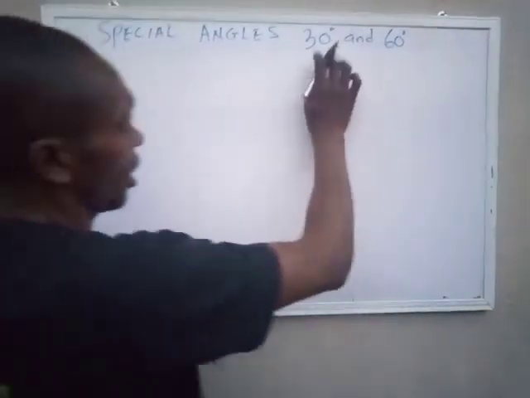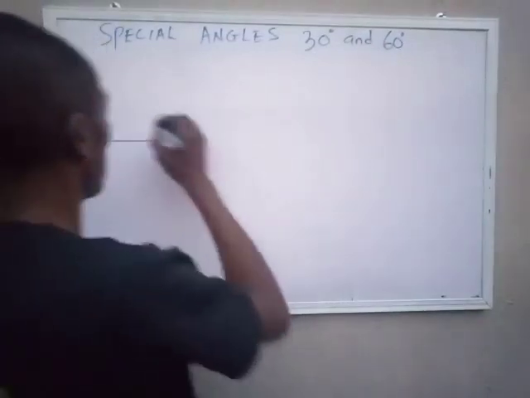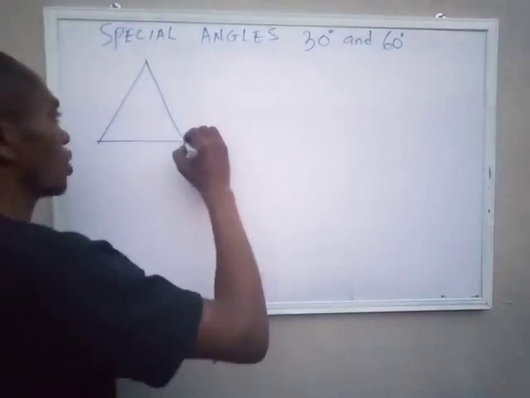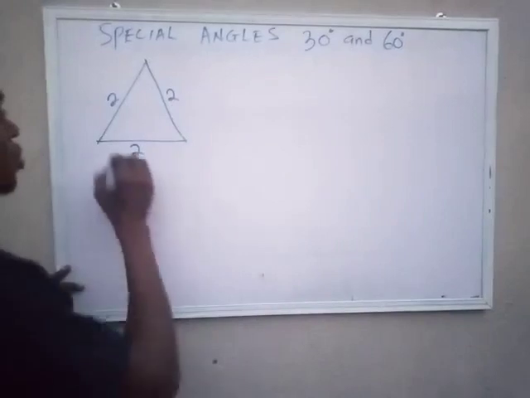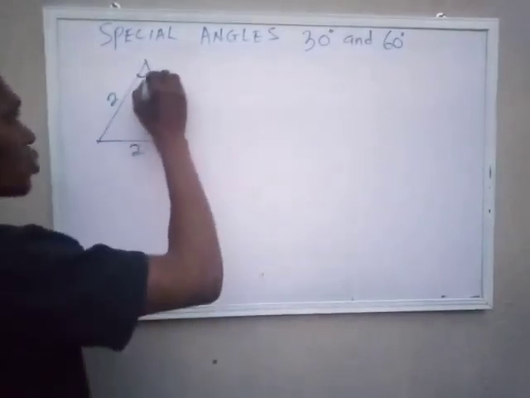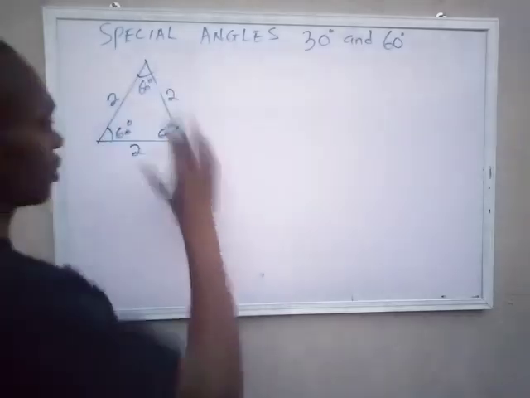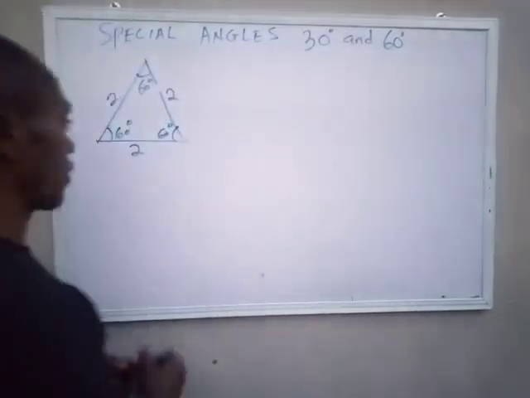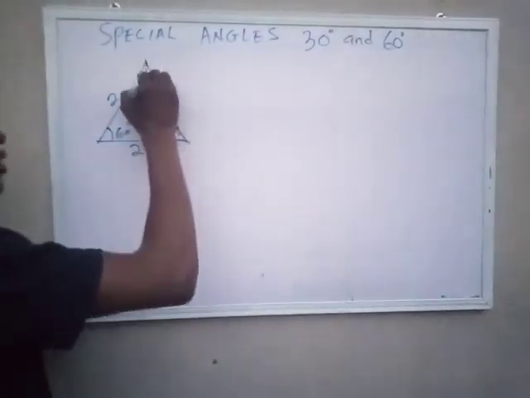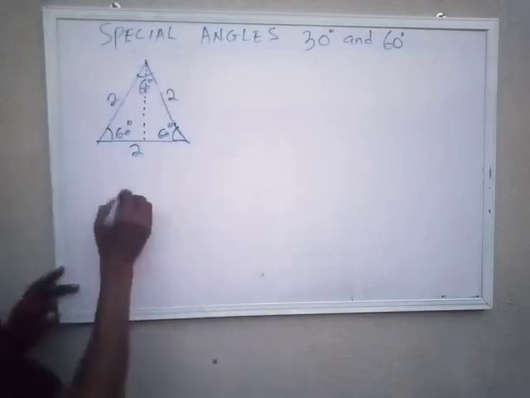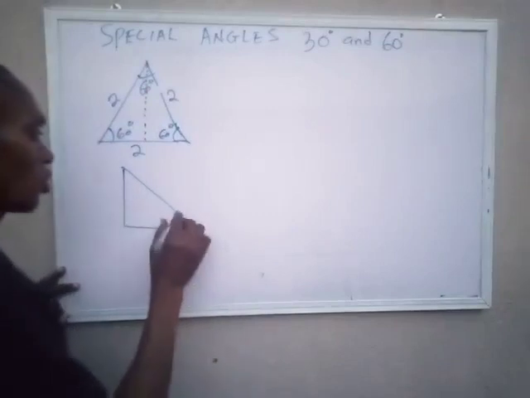Now, to find these special angles, we're going to consider an equilateral triangle, meaning a triangle whose straight sides are equal. We have 2 centimeters, 2 centimeters. So the straight sides are equal. The angles too are equal: 60 degrees, 60 degrees, 60 degrees, because the sum of angles in a triangle gives us 180 degrees. So if we have this and you decide to divide this into 2 equal halves, we're going to reproduce something like this.